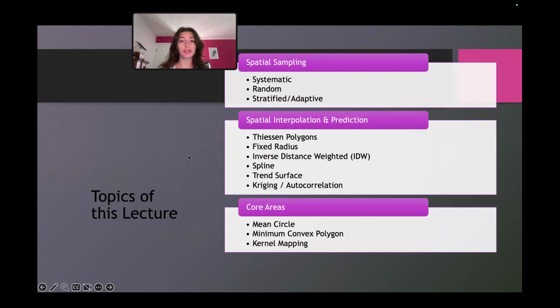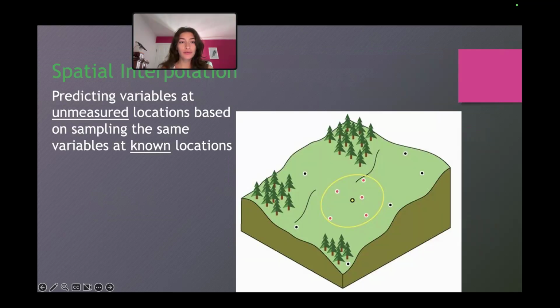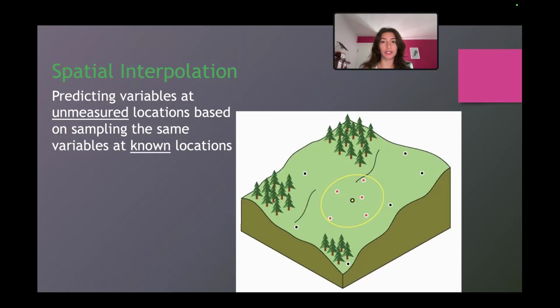So the topics of this lecture will be spatial sampling, spatial interpolation and prediction, and some core areas. So to start off strong, what is spatial interpolation? Spatial interpolation is predicting variables at unmeasured locations based on samples at known locations.